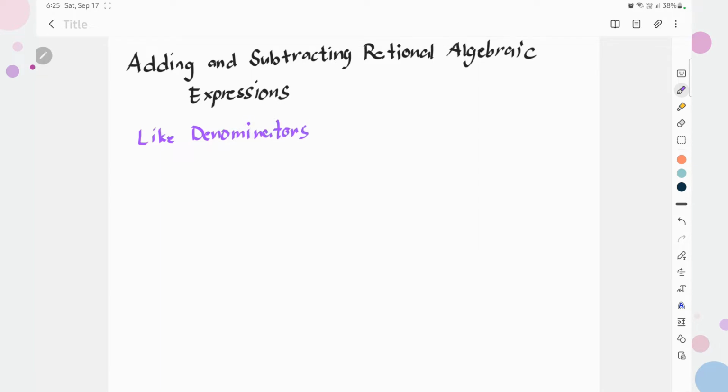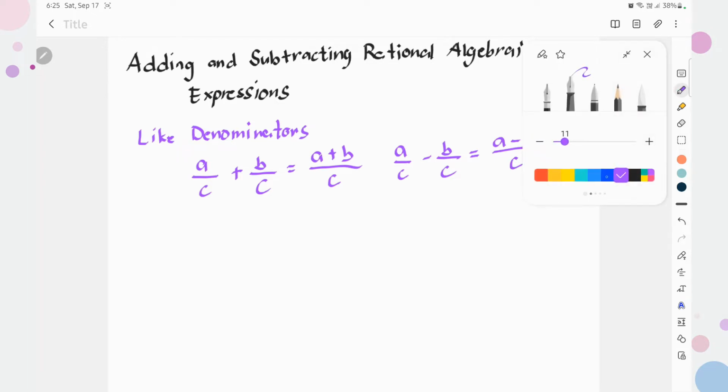In structure, we could say that if you have A over C plus B over C, as you can see, the answer is easily just adding both numerators, which is A and B, and then the denominator would be C. The concept is also the same if you're subtracting. For example, if you have A over C minus B over C, your answer would be subtracting B from A, and then that will be over C. That's the first case.